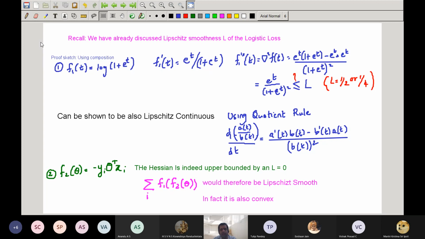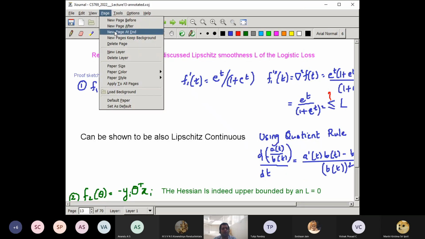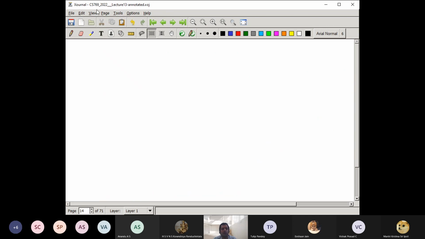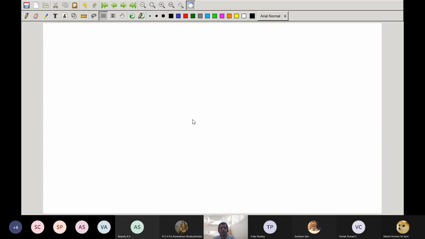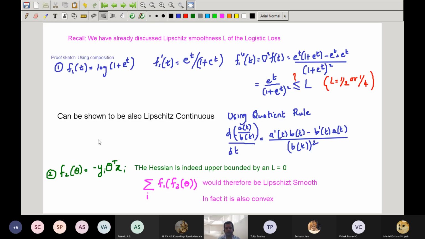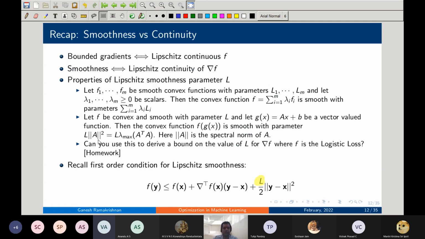So now how do I get the Lipschitz constant? That we proved. Any thoughts on how to get the Lipschitz constant? I gave a hint here. There was a matrix involved. Somebody has some idea? Somebody unmuted themselves.